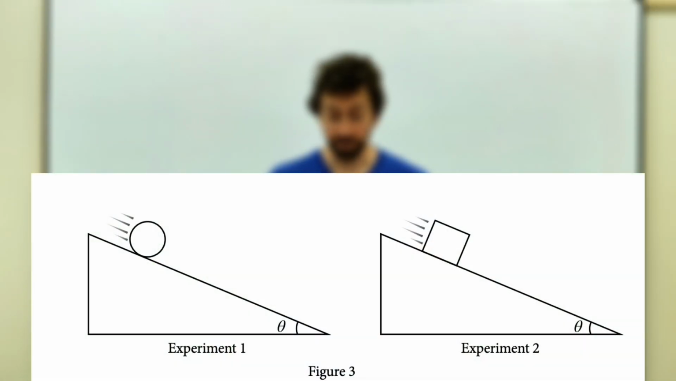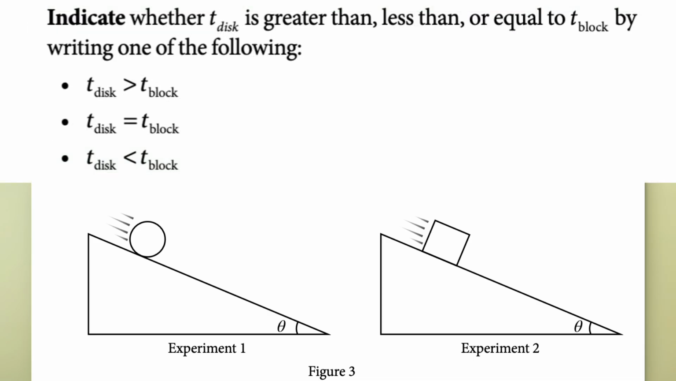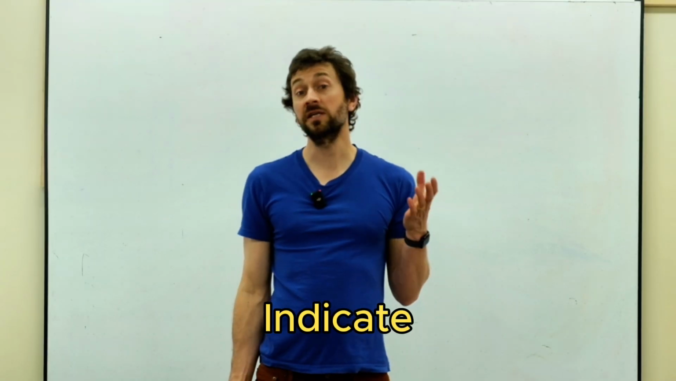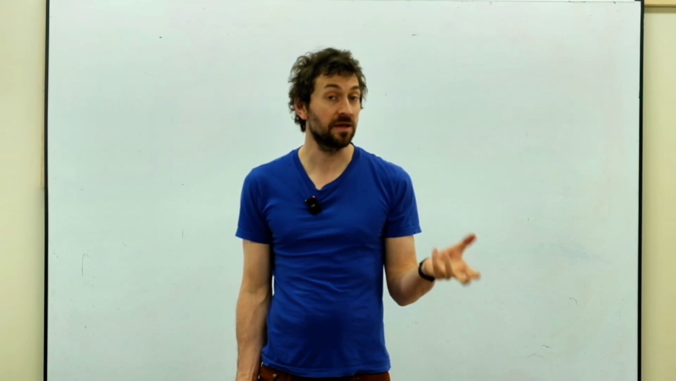In experiment 1, the disk reaches the bottom of the ramp in time t disk. The students release a block of ice from rest from the same height on the ramp, inclined at the same angle theta, as shown in figure 3. Friction between the block and the ramp is negligible. The block reaches the bottom of the ramp in time t block. Indicate whether t disk is greater than, less than, or equal to t block by writing one of the following. When they ask us to indicate, all we got to do is write it down. We don't need to add anything else.